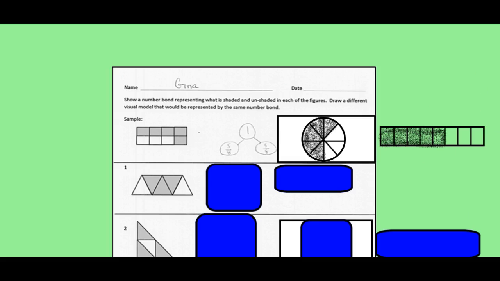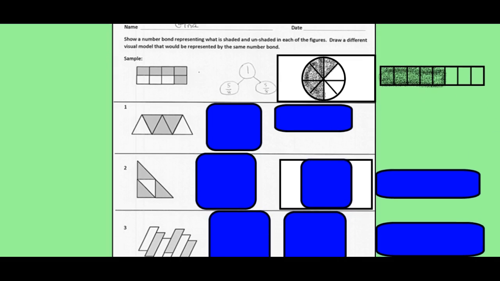Okay, so these directions say show a number bond representing what is shaded and unshaded in each of the figures. Draw a different visual model that would be represented by the same number bond. So the first one has partially been done for you. On your paper, it may have had something different as the sample, but I covered it up so we could see it just a little bit better, and I wanted to show you how it would be done.